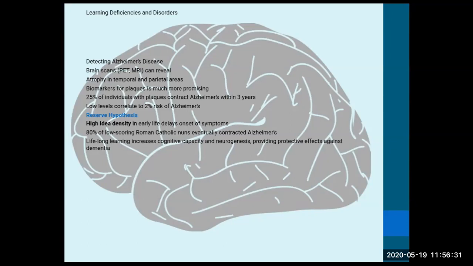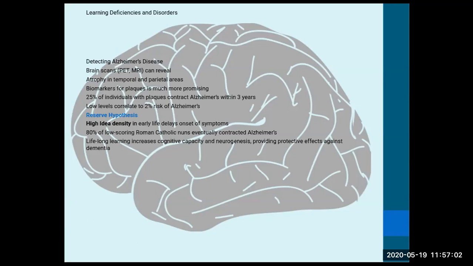Because what we see is that about a quarter of individuals, 25% of individuals that have plaques early on, seem to contract Alzheimer's within about a 3-year period. And actually, there are people that have too low levels of tau protein that may correlate to Alzheimer's in about 2% of patients. But 2% is not necessarily a lot to go on. It's definitely more evidence for too much tau than having too little tau.